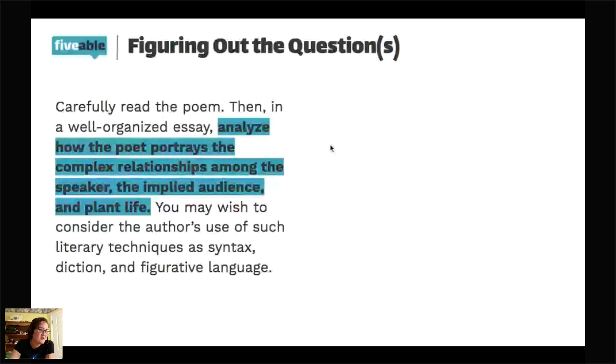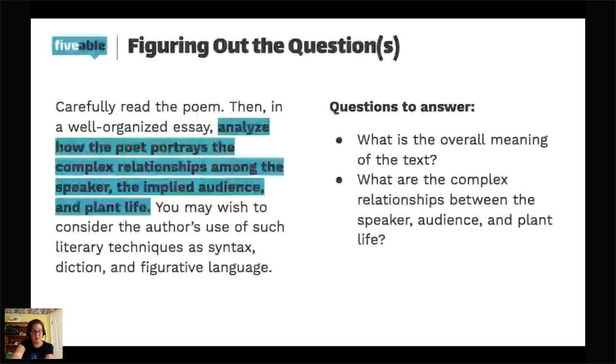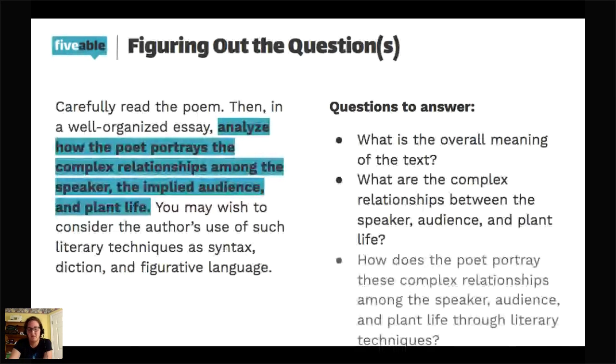Okay, so the different questions, and I'll go ahead and put these up. Some of these you already said. So the different questions that you're answering in this. Number one, what is the overall meaning of the text, and what's the tone, what's going on there? What are the complex relationships between the speaker, audience, and plant life? This is specific to this text, but those are the prompts. And then, how does the poet portray these complex relationships among the speaker, audience, and plant life through literary techniques?